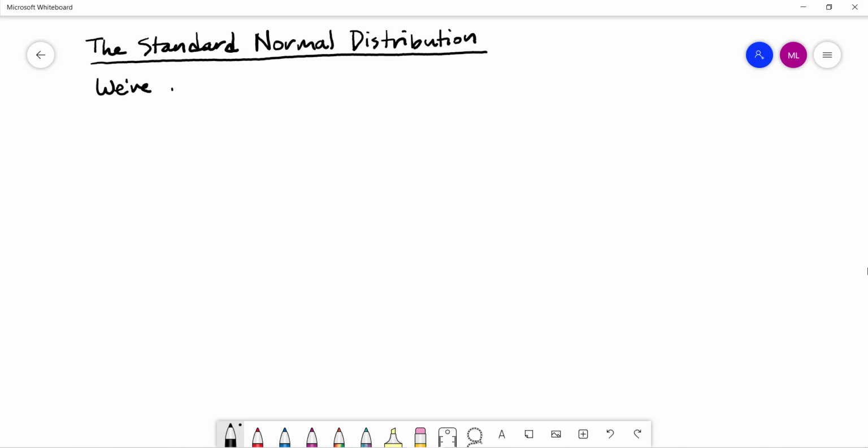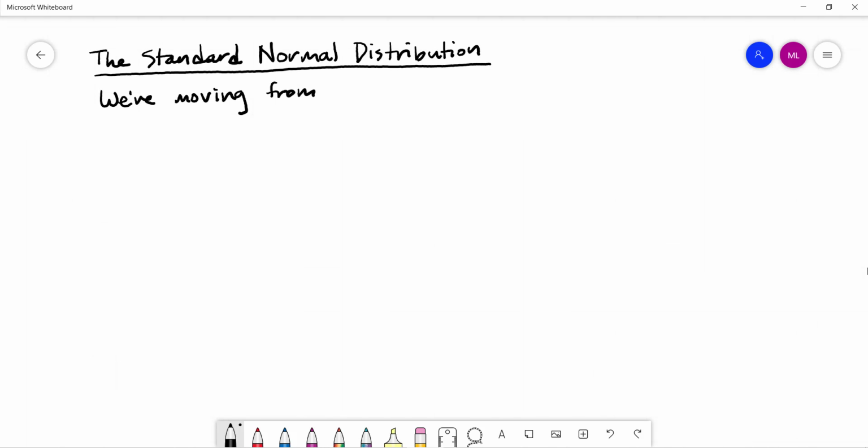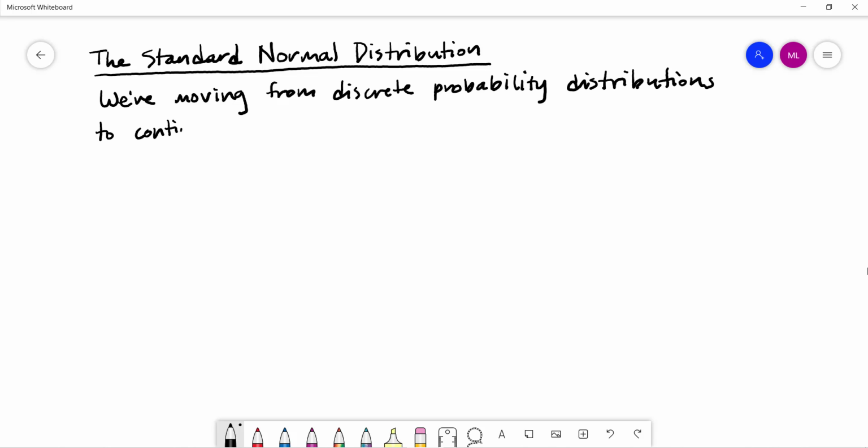So in short, we're moving from discrete probability distributions, like the binomial distribution, which was a discrete probability distribution, as were the generic ones we used when we looked at the game of roulette and number of siblings, things like that, to continuous ones.